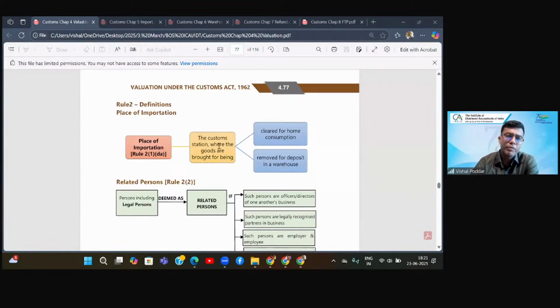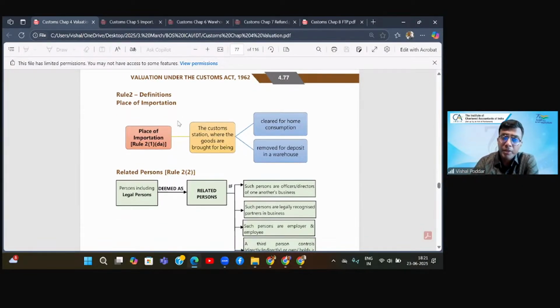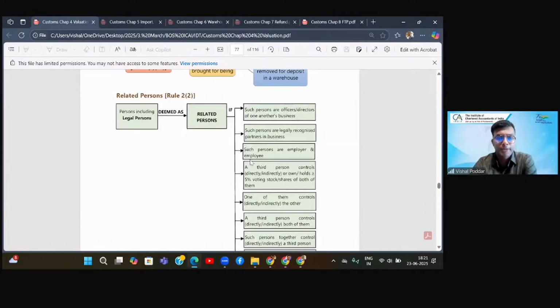Now, rule 1, we all know it is short title and commencement, not given here. Rule 2 again is similar, it is definitions. Important definition, we require the price at the place of importation. What is the place of importation? It is the customs station where the goods are brought for being cleared for home consumption or removed for deposit in warehouse. In short, it is the place where your goods are landing from where they would be cleared.